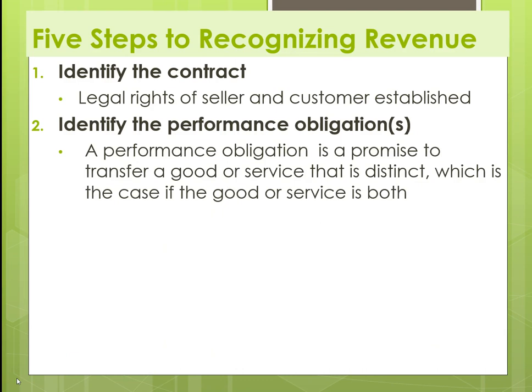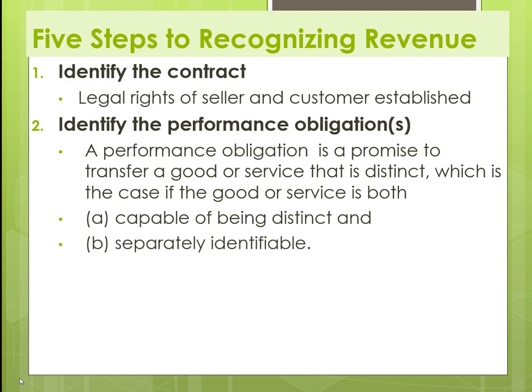A performance obligation is a promise to transfer a good or service that is distinct, which is the case if the good or service is both capable of being distinct and separately identifiable. You can have a single performance obligation. An example would be you sell a piece of equipment. Or you can have multiple performance obligations, and this would be you sell a piece of equipment and it includes installation and service for 3 months. That would be multiple.